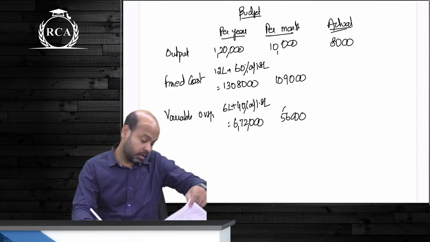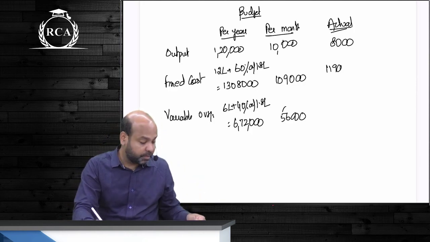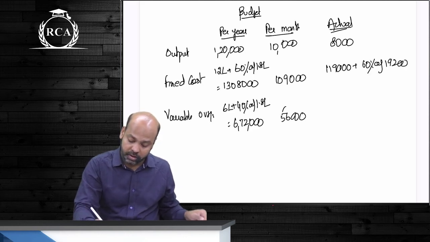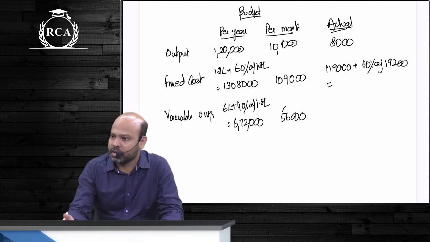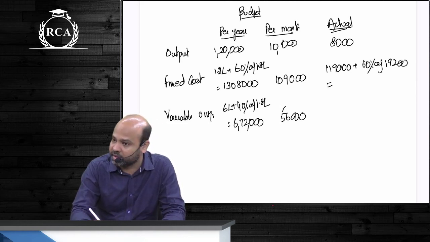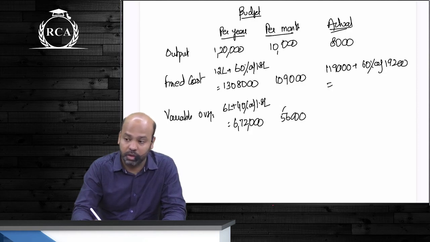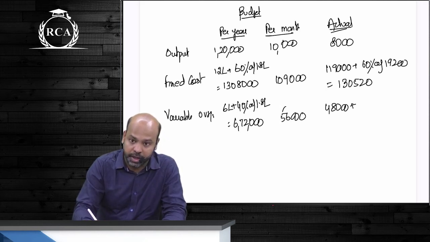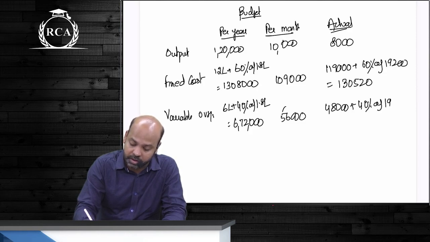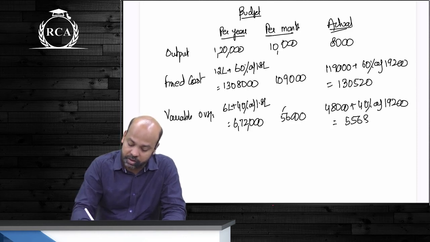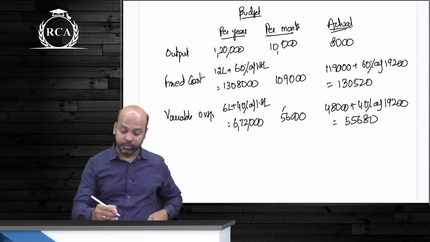1,19,000 plus you will take 60% of 19,200, guys. Beta, class abhi shuru bhi hai. How much is this, guys? 48,000, guys, plus 40% of 19,200. How much will that become, guys? 55,000. These are the details that you're supposed to consider, guys.